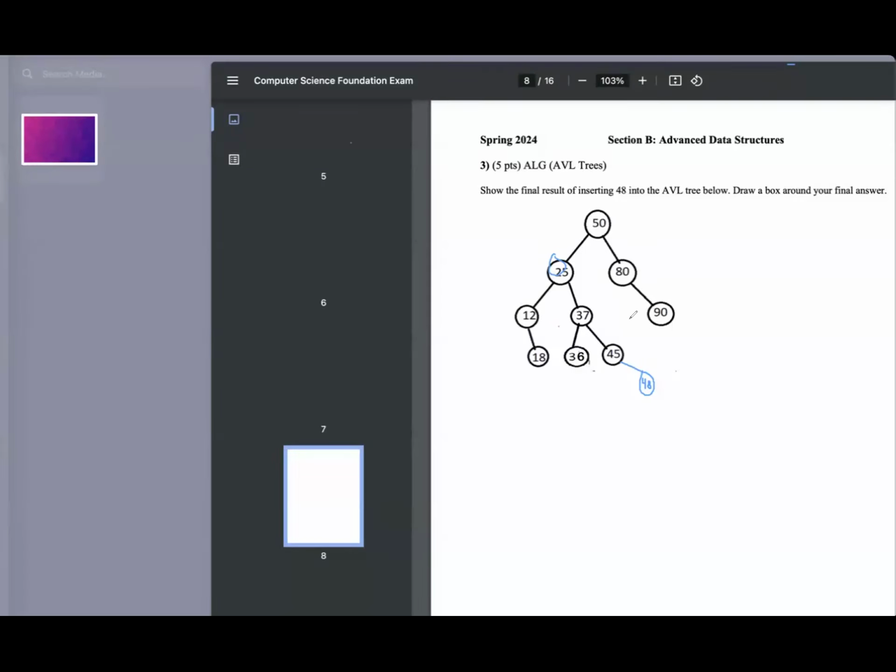Okay, so here we want to insert 48 into the tree, and we notice that the tree is currently imbalanced, and that the biggest imbalance is going to take place from here. So what rotation do you guys think we're going to do for this? The first rotation, at the very least.